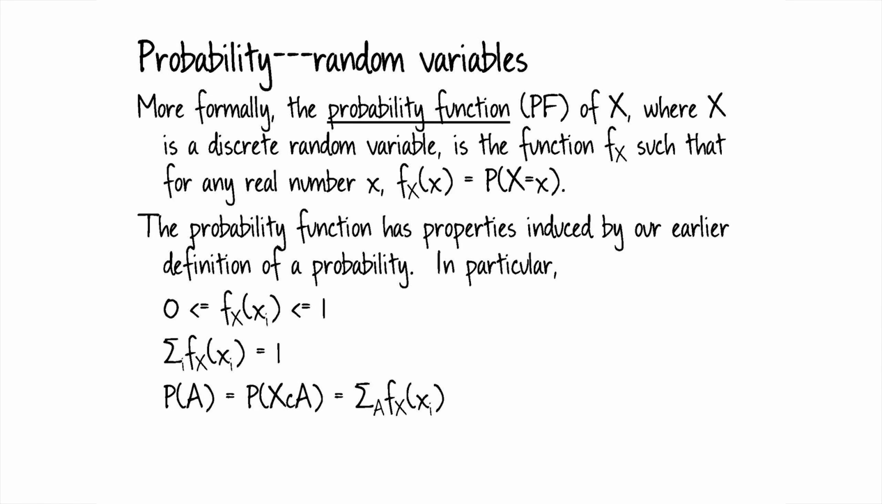So let's step back and think a little bit more formally about this notion of a probability function. What is a probability function, and what properties does it have? Well, the probability function of x, where x is a discrete random variable, is defined as the function such that for any x, f sub x of little x is equal to the probability that x is equal to little x. Okay? So this is just formalizing what we did in the last two examples.